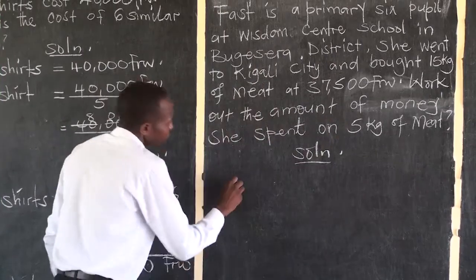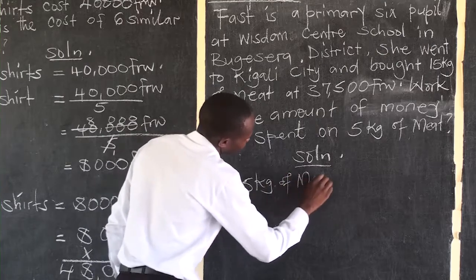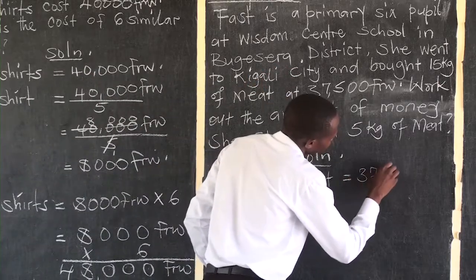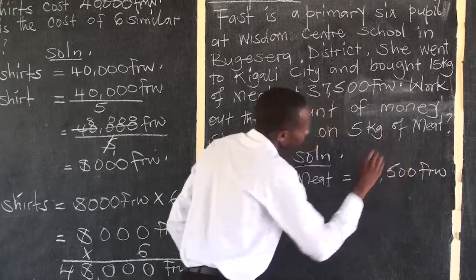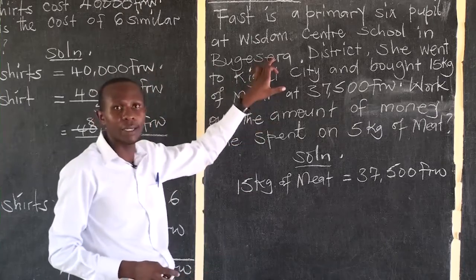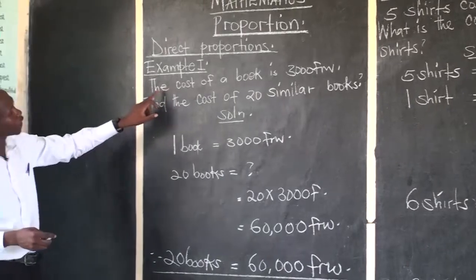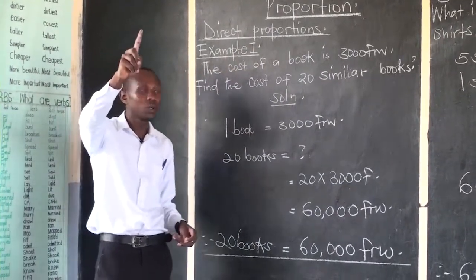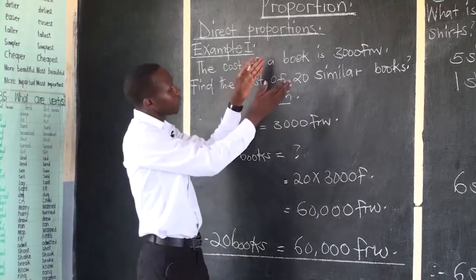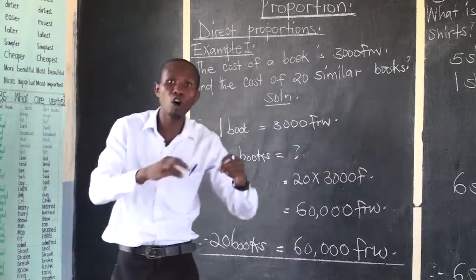I'll come and say, 15 kilograms of meat, she spent how much? She spent 37,500 francs. There is a very big difference between example one and example three. When you look at example one, they say the cost of a book. That one, it means only one book. It was at this money. But example three is not related to this. Because this is the amount that was spent on one book, and they gave you money for one book. But on the other side, they have given you the money for all the quantity she bought.